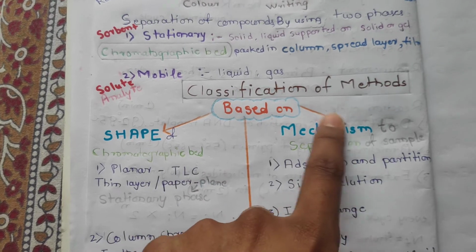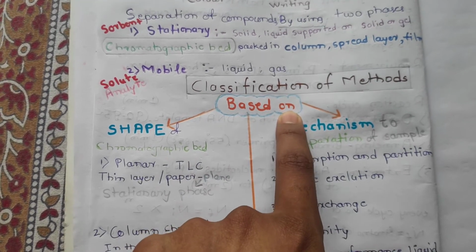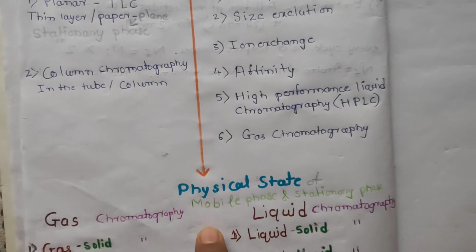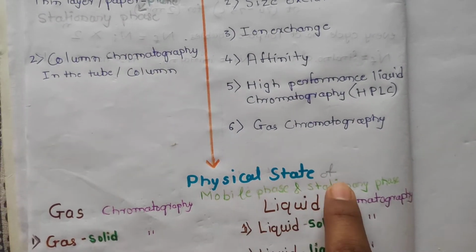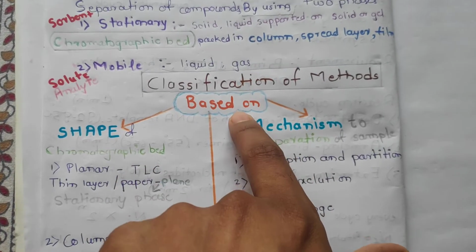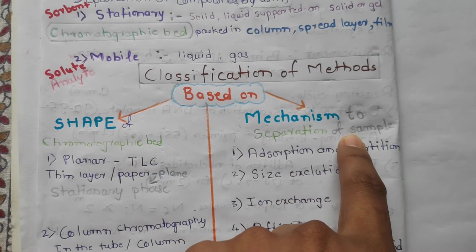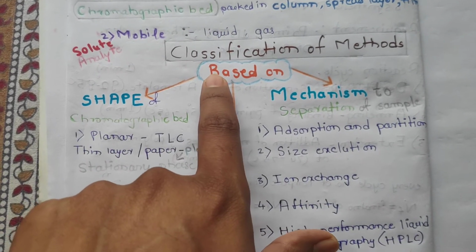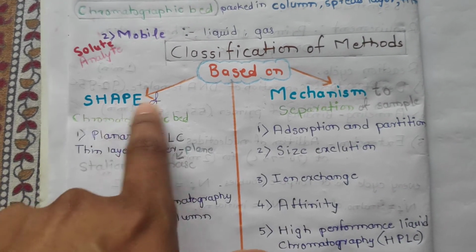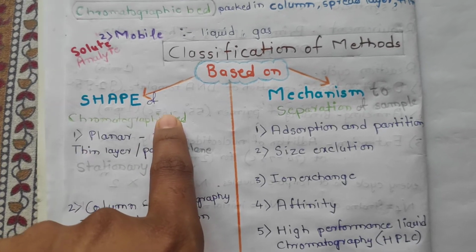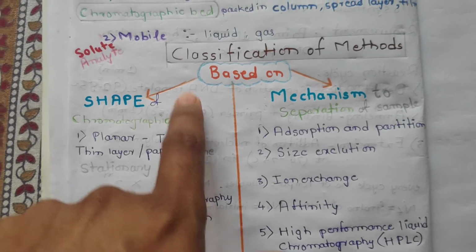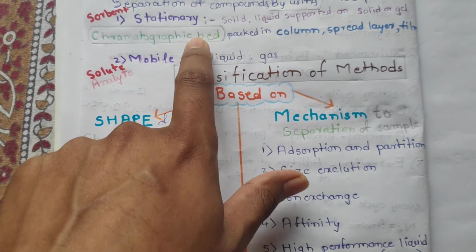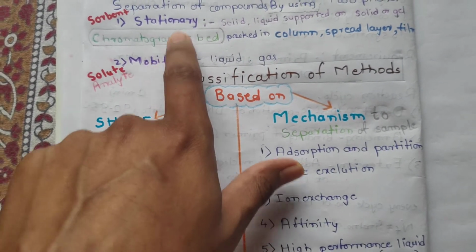So the classification of methods is based on the shape of the chromatographic bed, the physical state of mobile phase and stationary phase, and the mechanism of separation of the sample. So there are three types. The first is the shape of the chromatographic bed, which means a stage which provides movement for the mobile phase.